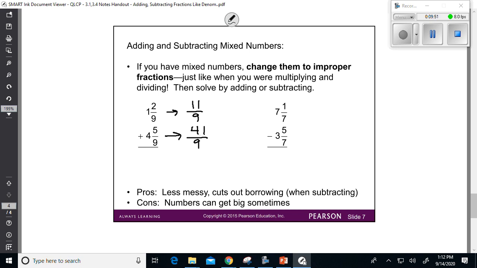7 and 1 sevenths, 3 and 5 sevenths. Change them to improper fractions, and then subtract.